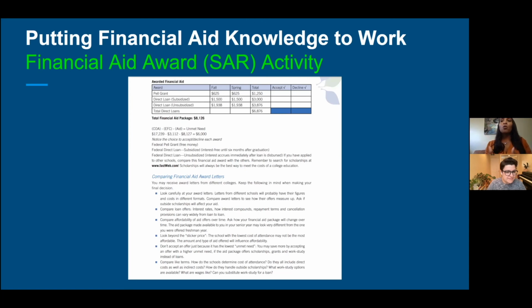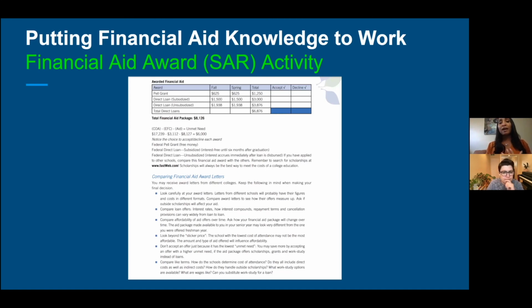Because I've dealt with students that have been in situations where they think they're good. Oh, this is perfect. I have this financial aid award letter that's going to cover me. And then they look and they have a $5,000 gap. And they're like, where did this gap come from? You have to do your math and you have to understand what's in front of you.